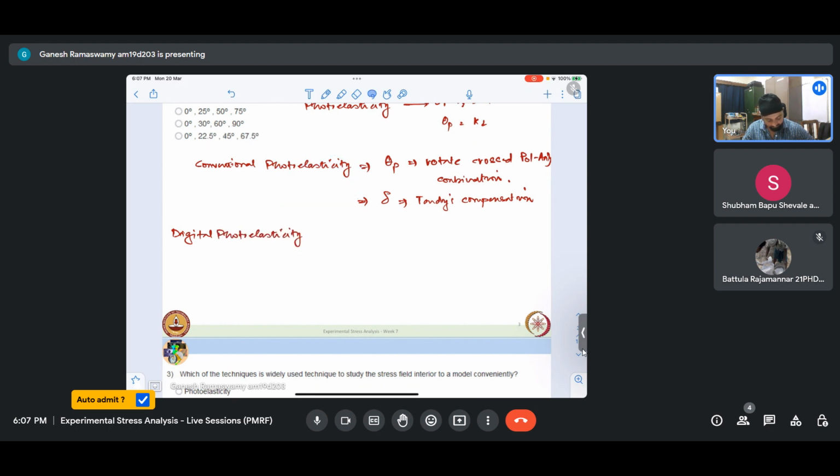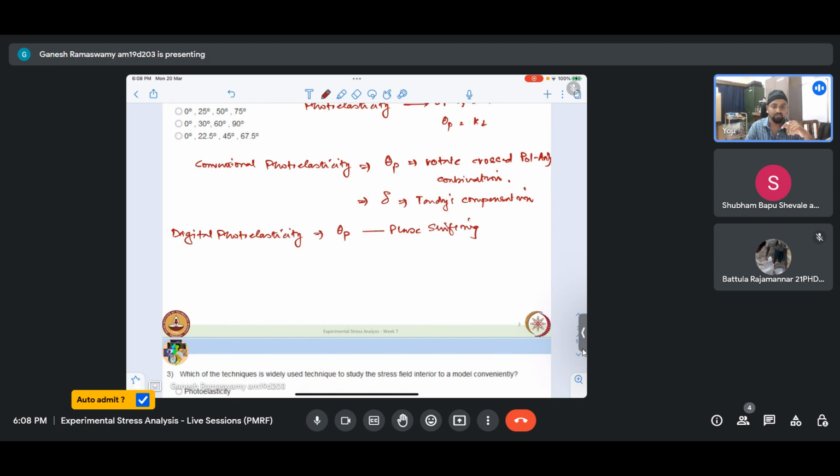In digital photoelasticity, we basically calculate theta p. We can calculate it using the technique of phase shifting, which essentially involves Jones calculus. What we do is that for each and every optical element, we don't fix the orientation, but we take it to be some arbitrary orientation. And then we write the Jones calculus and determine the exit light intensity equation.